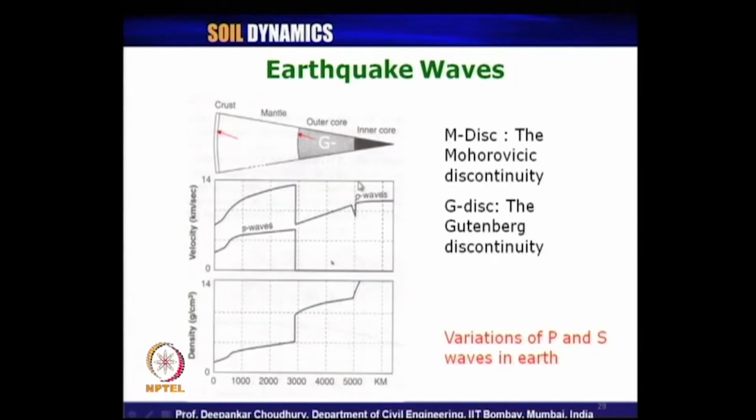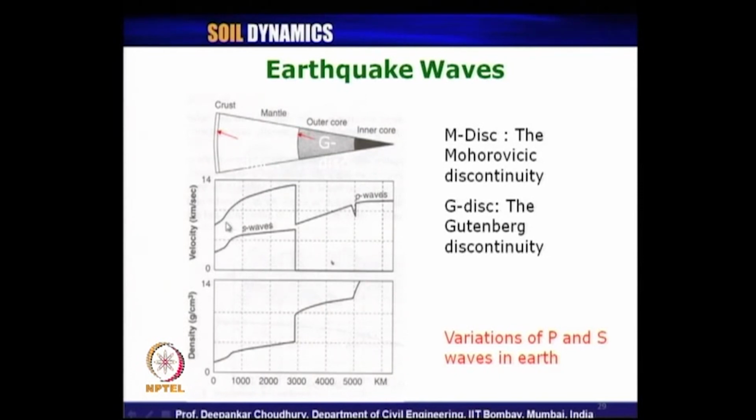Okay? So, once again, this is the inner core, the outer core, this outer core is in liquid state, this is the mantle and this is the very shallow crustal depth. The boundary between crust and mantle is known as the Mohorovičić discontinuity, or M discontinuity, and the boundary between mantle and outer core is called the Gutenberg discontinuity, or G discontinuity.